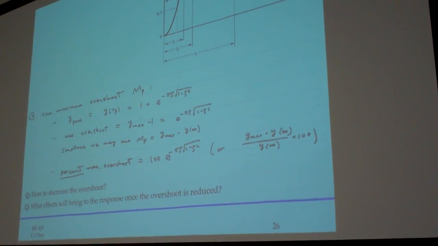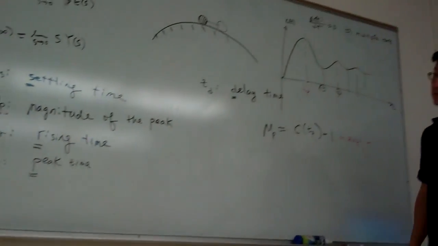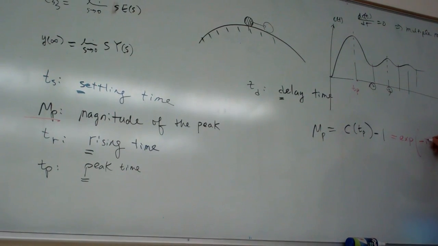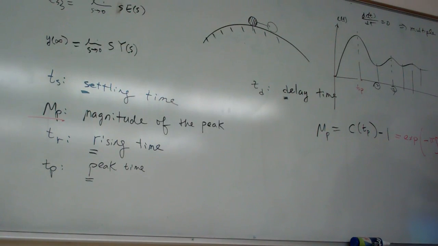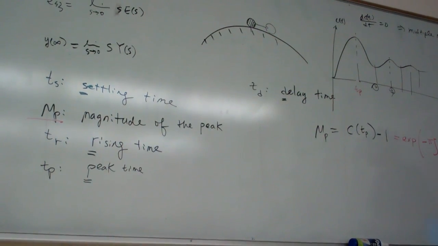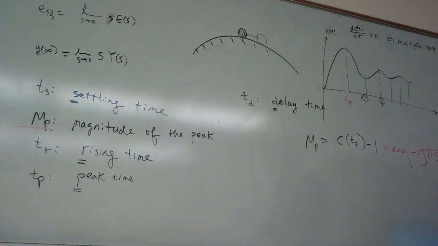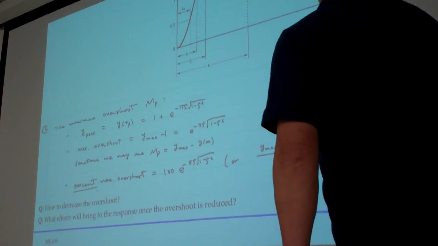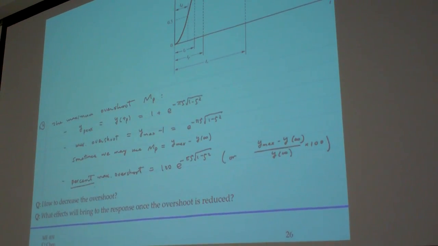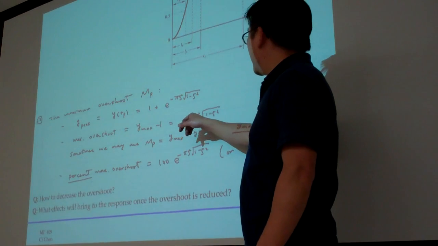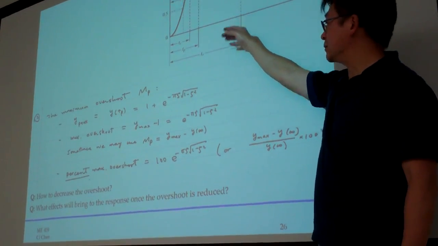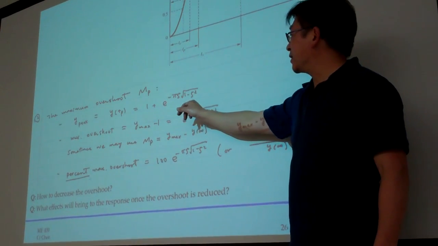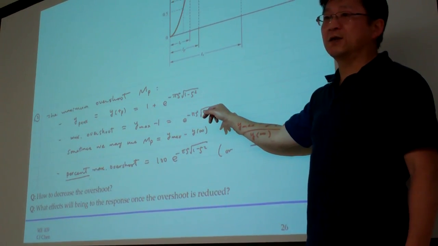NP equals exponent of minus pi zeta times 1 minus zeta square. Okay. So again, if you like, on the handouts, you can write that equation next to the symbol. And for these equations, I can tell you for any zeta, because here we are studying the underdamped system, so for any zeta less than 1, I can guarantee this number is always less than 1.